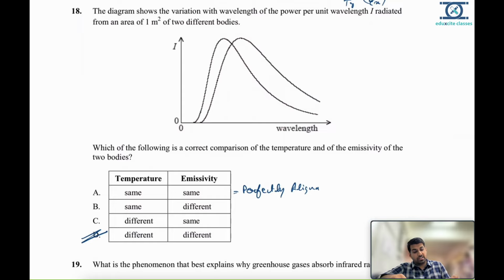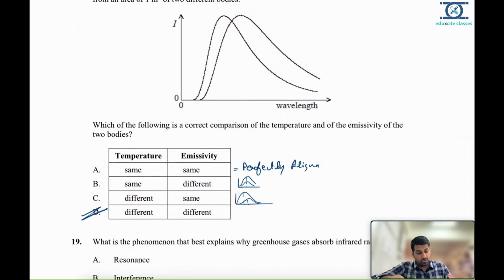Now if the temperature is the same, they will have a common peak wavelength, which is not the case. Here the temperature is different, and the higher the temperature, the different the peaks, but the intensity will be different, right? So that is not the case. In this case, the temperature is different for both, and the emissivity is also different for both.